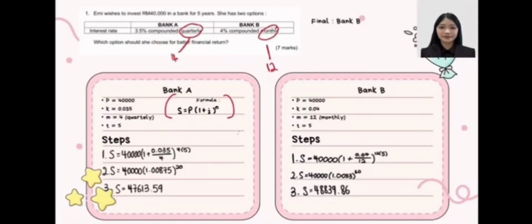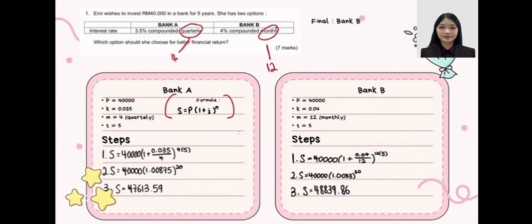Now I would like to talk about question 1. From the question, Ernie wishes to invest 40,000 in the bank for 5 years. She has two options, bank A and bank B. The interest rate given for bank A is 3.5% compounded quarterly, which means M is equal to 4 and K is equal to 0.035. For bank B, K is 4%, compounded monthly, so M equals 12. Which option should she choose for better financial return?